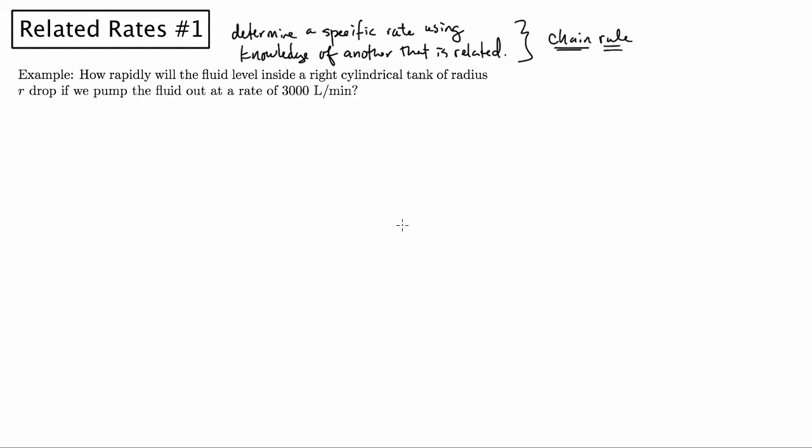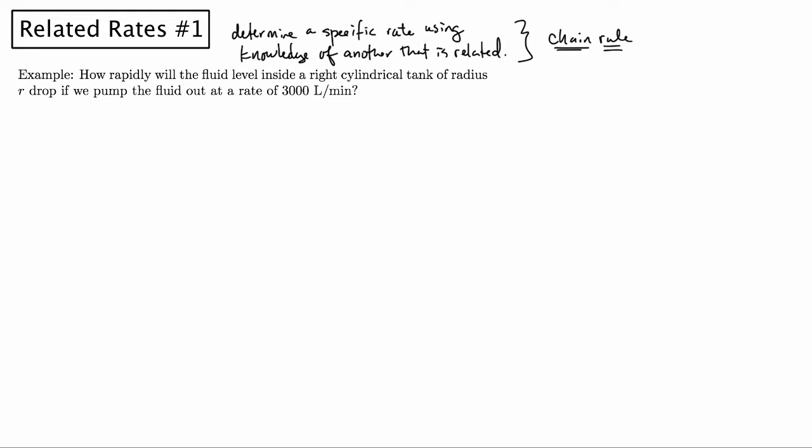So the example that I want to take a look at is a really good example, just to demonstrate what the ins and outs of this process are. So the question we're asking is, how rapidly will the fluid level inside a right cylindrical tank of radius r drop if we pump the fluid out at a rate of 3,000 liters per minute? So the first thing that I advise you doing with related rates problems is, and you can do these in either order, draw a picture and identify the units involved.